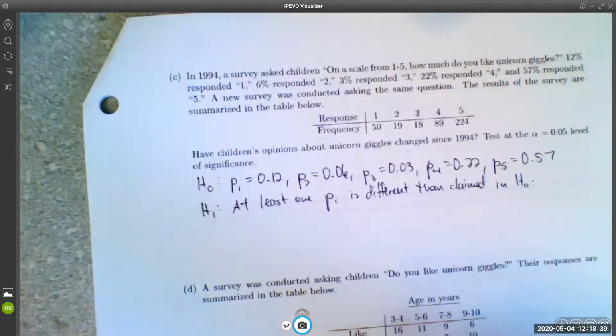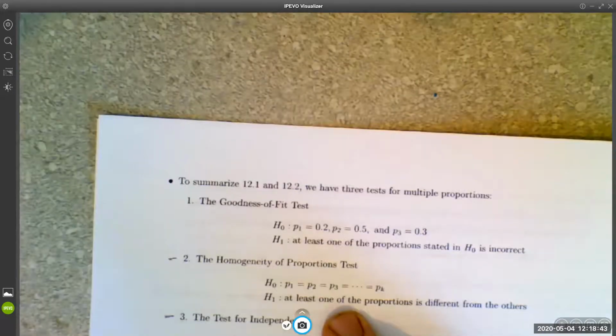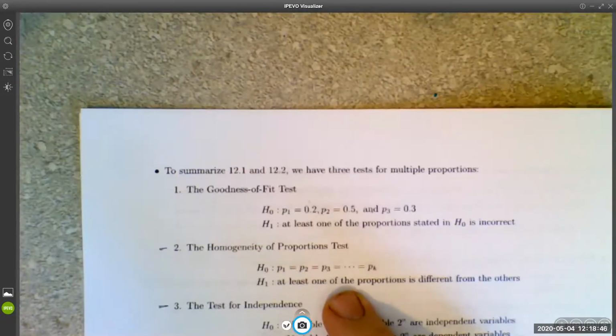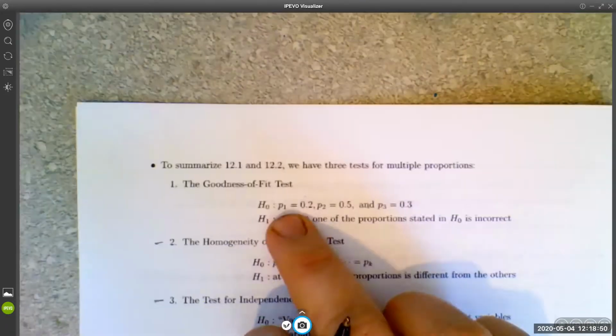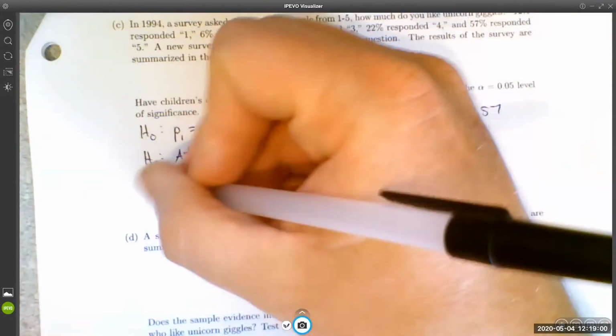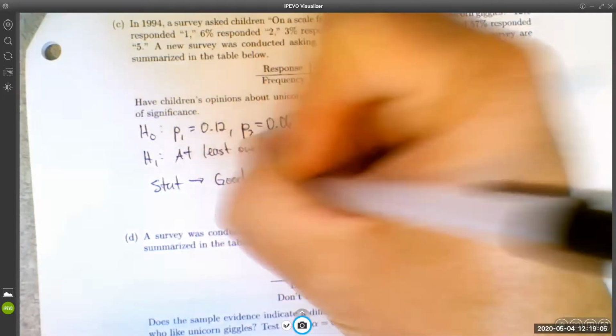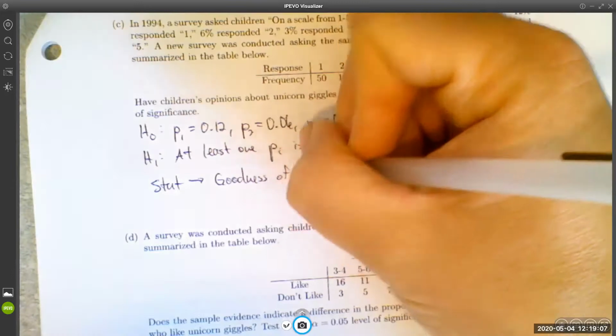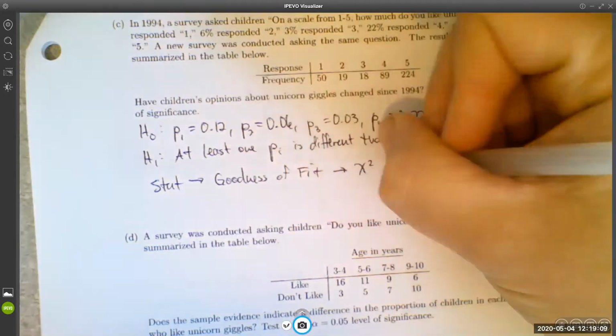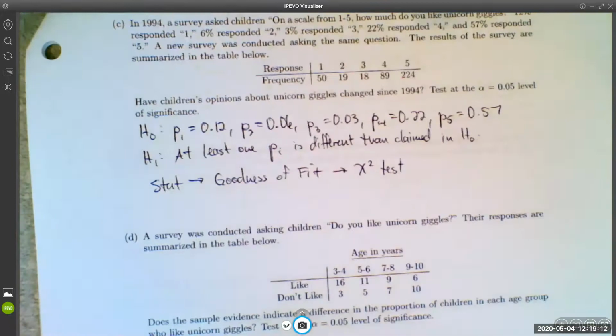This is a goodness of fit test. If you look at the previous page, you're not talking about homogeneity of proportions. You're not comparing each proportion to each other. You're comparing each individual proportion to some past value, okay? Which is exactly what we're doing here. So this is a goodness of fit test, so you're gonna go to Stat, Goodness of Fit, Chi-Square Test, okay? And that's that one.